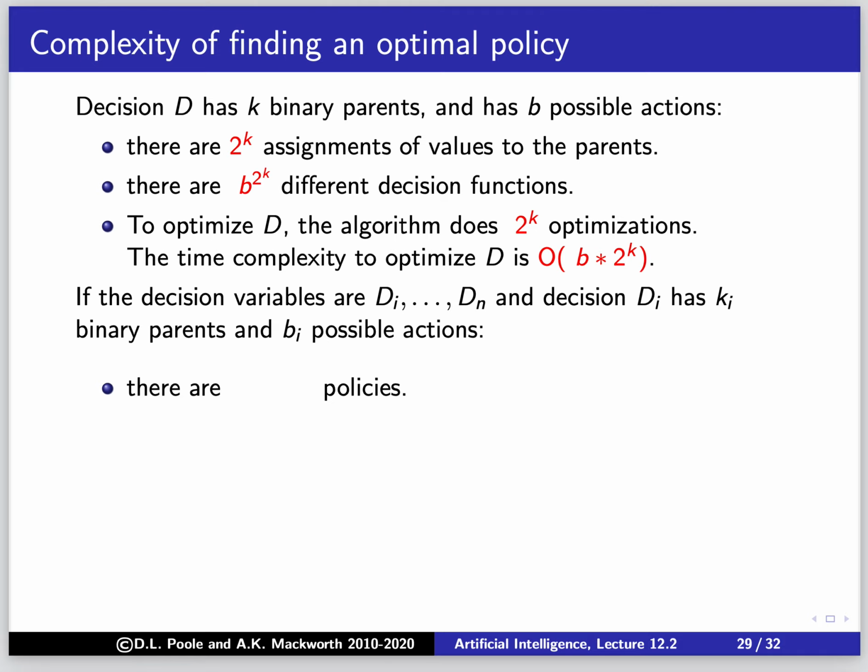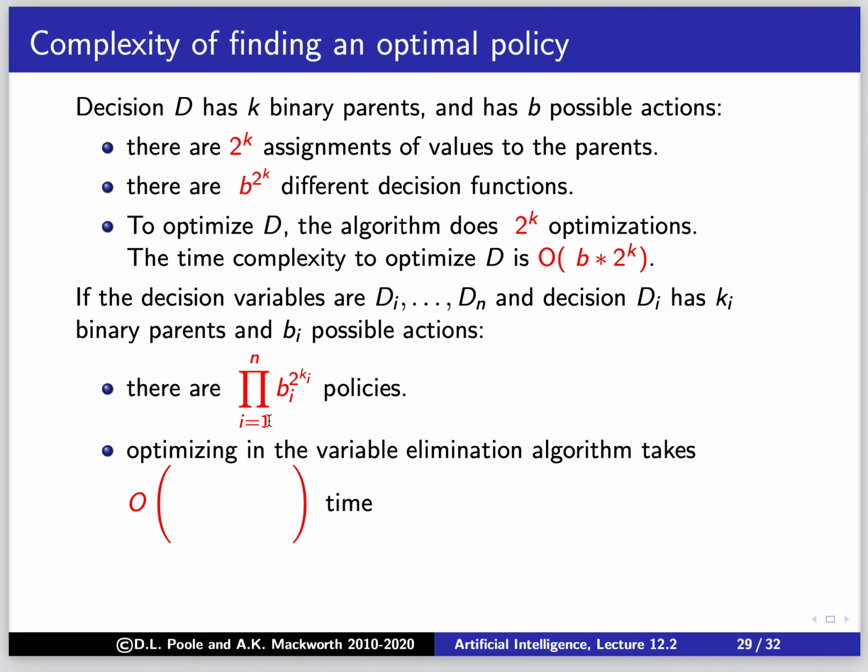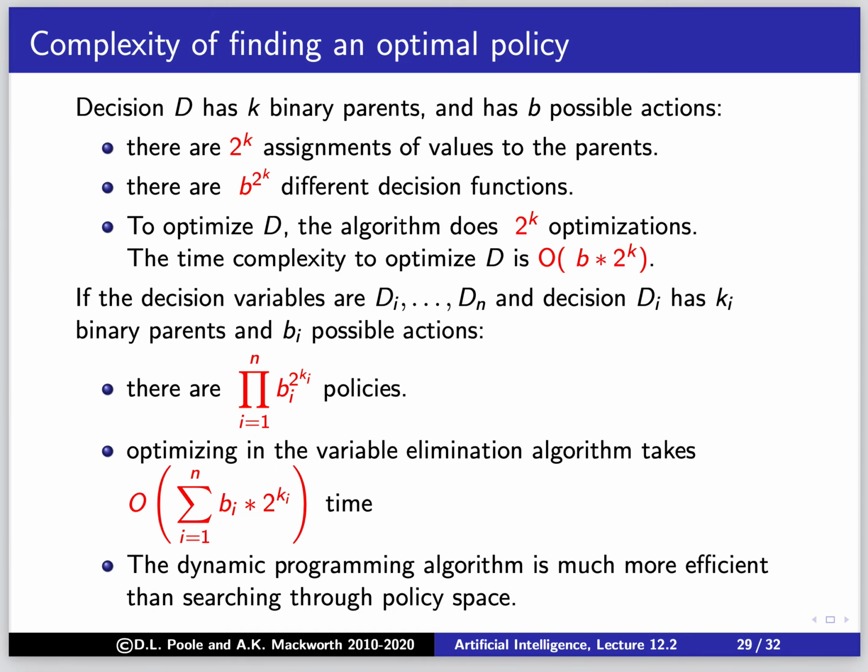If you want the number of policies, there's the product of all of them: the product of B_i to the 2 to the K_i, of all of those values. But optimizing this only takes the sum of all of these values. So this turns out to be exponentially better than searching through the policy space. Okay, so this is exponentially better. So there's one algorithm we have now that's exponentially better than searching through policy space, which is something we might do.